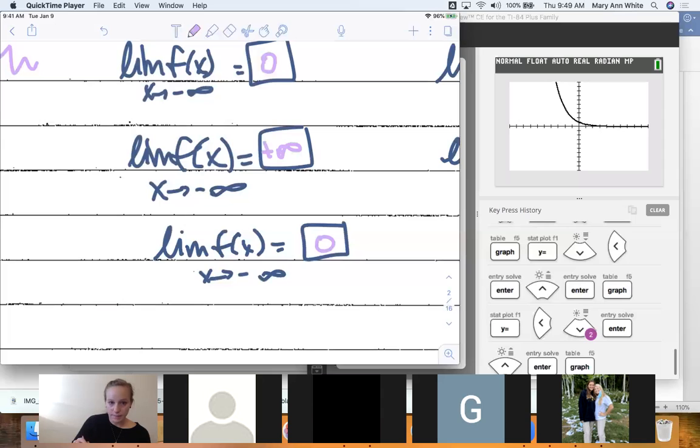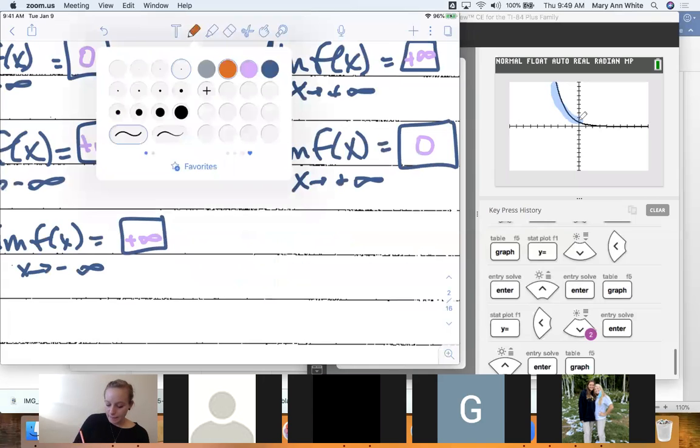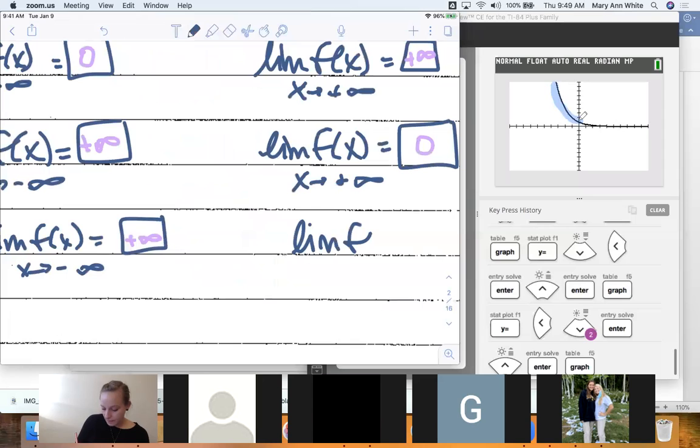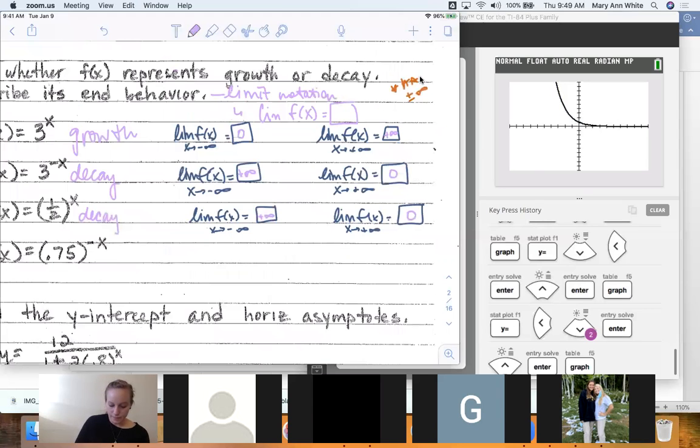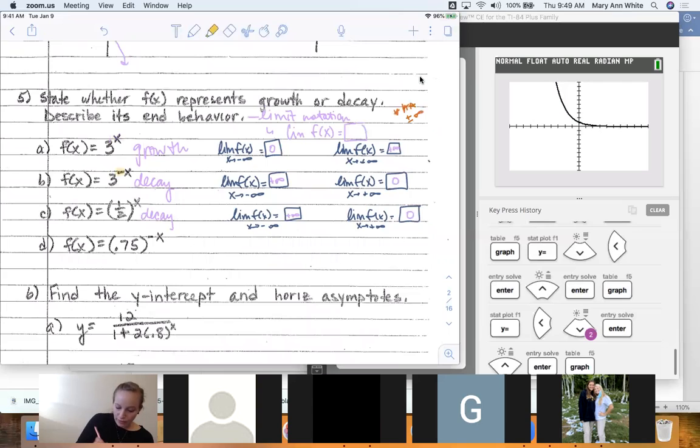So I was approaching positive infinity for my negative x's. And then when I do my positive x's, I'm approaching 0 because now I'm getting closer and closer to the axis. So if you notice here, we've got a negative exponent and then we have a fraction. Those give us the same kind of graph. Those are related to each other. They're both decay. They give us the same shape.